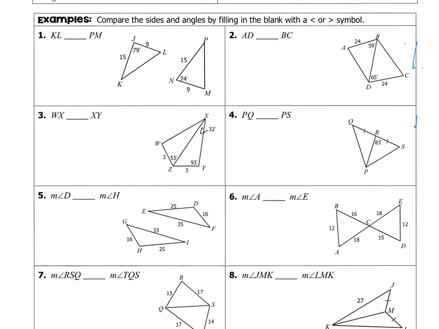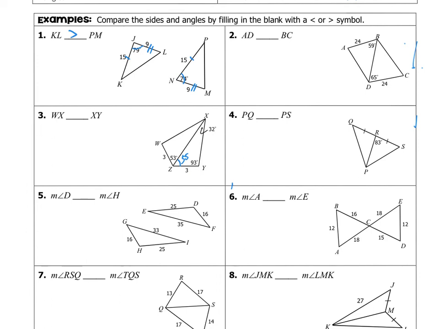So let's look at how we apply them. In example number 1, I have one side being congruent, I have a second side being congruent, and then the angles here are different. So I would say KL is greater than PM. And in number 3, I have 53 here, I have 93 here. So if I do 180 minus 32 minus 93, I can figure out that this one is 55.